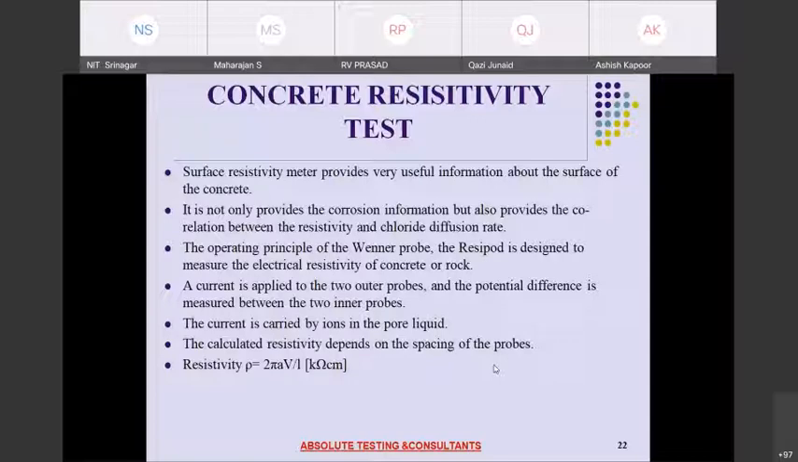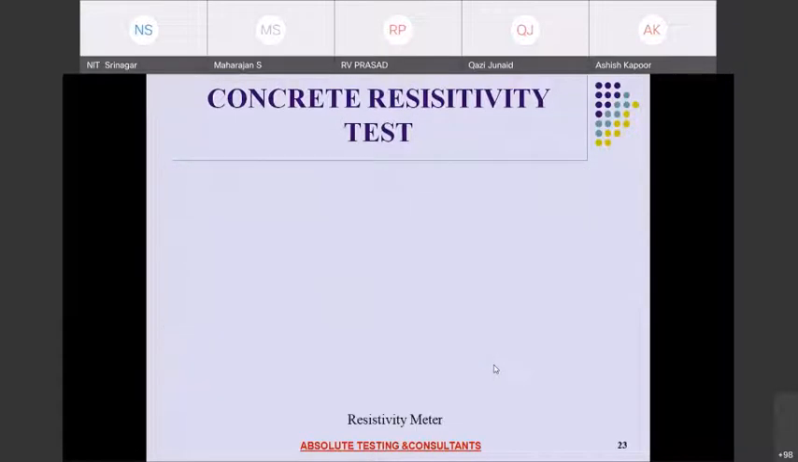So what is the operating principle? It works on the Wenner probe. The instrument is designed to measure the electrical resistivity of the concrete. A current is applied in the 2 outer probes, and the potential difference is measured between the 2 inner probes. The current is carried by ions in the pore liquid. The calculated resistivity depends on the spacing of the probes. So resistivity is defined in that way, kilo ohm centimeter.